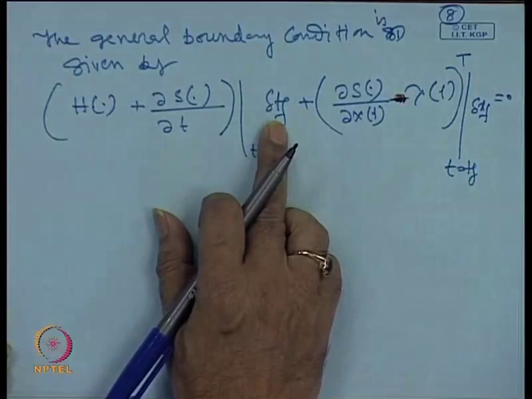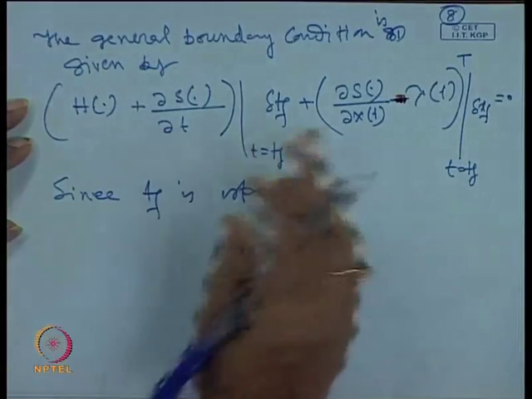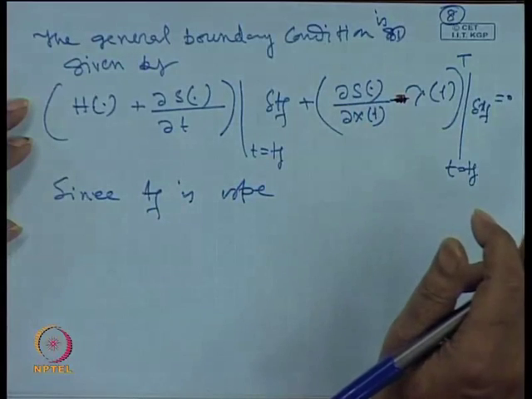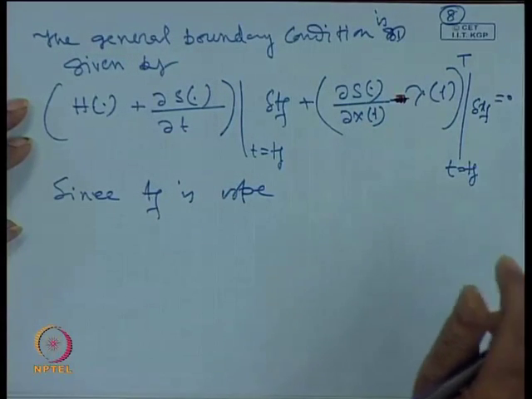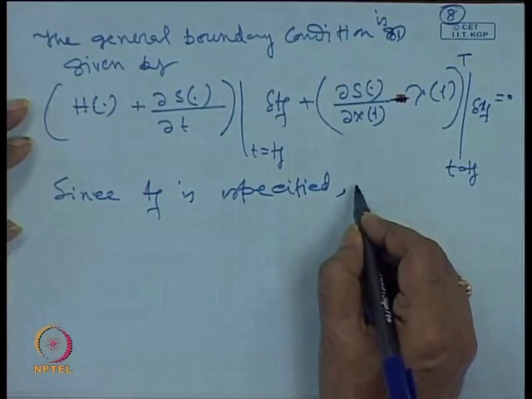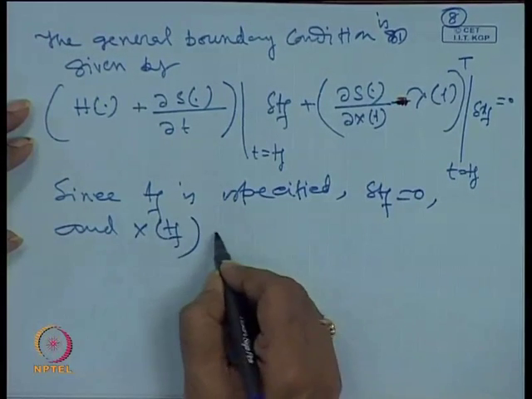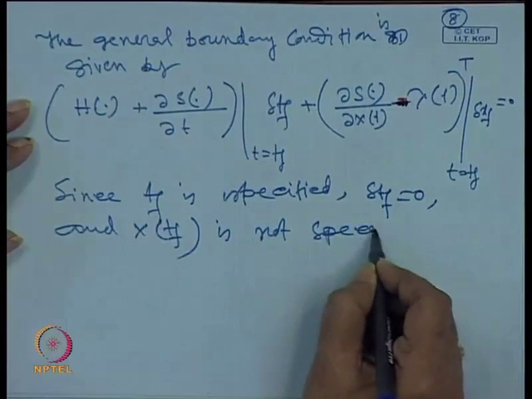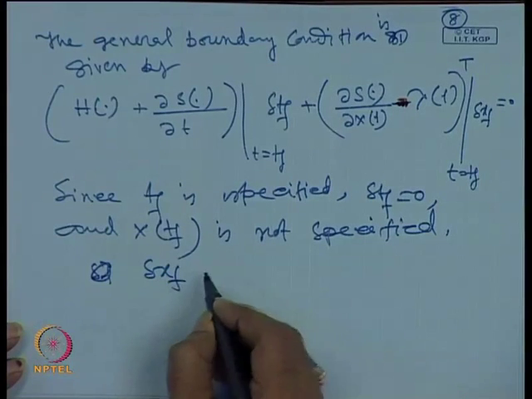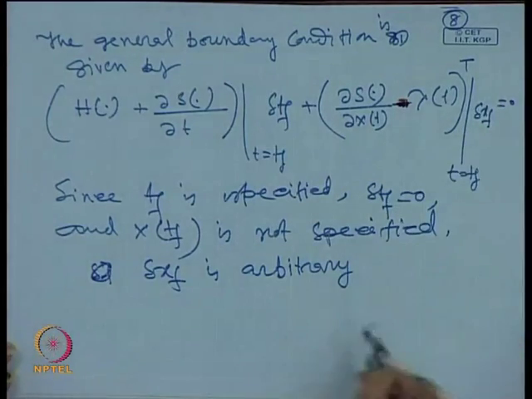T f is specified, because we have considered our problem such that our aim is driving the initial state x of t 0 to a final state x of T f, at t equal to T f, near to the origin. So, T f is specified. Therefore, delta T f is 0, and our x T f is near to the origin, meaning x T f is not specified, and therefore, delta x f is arbitrary. So, what is our boundary condition we are getting here?